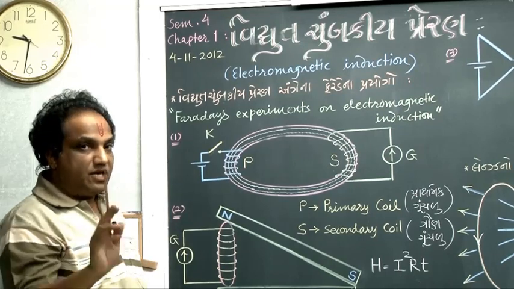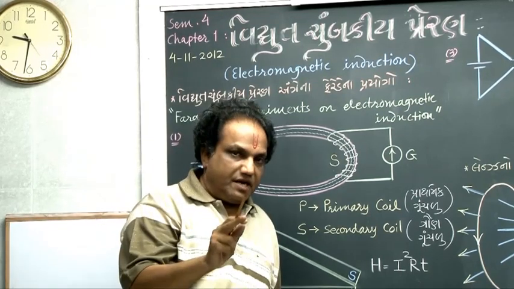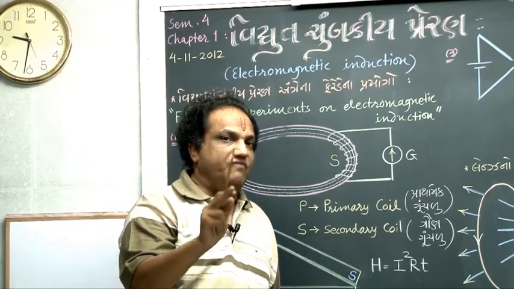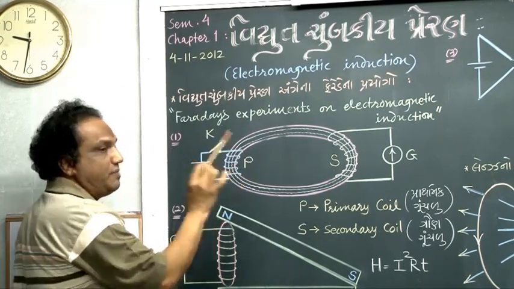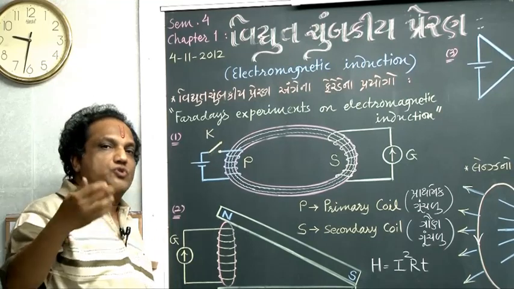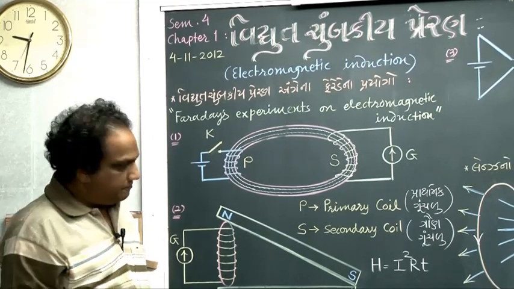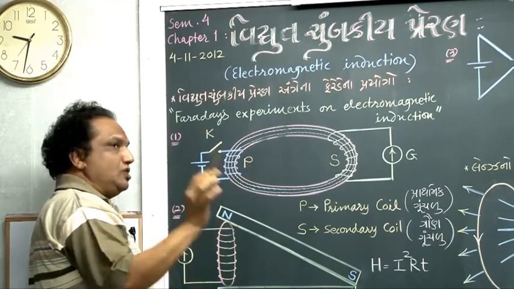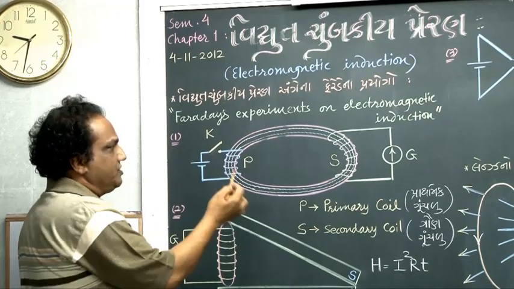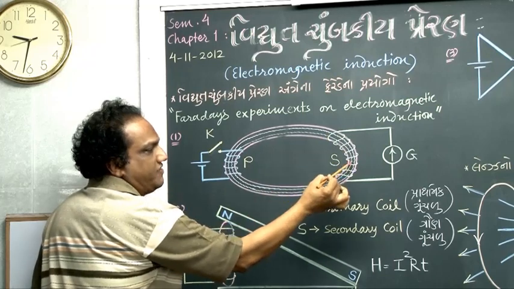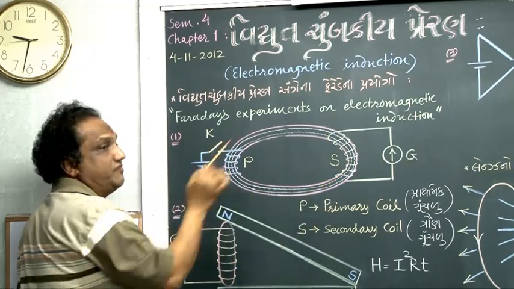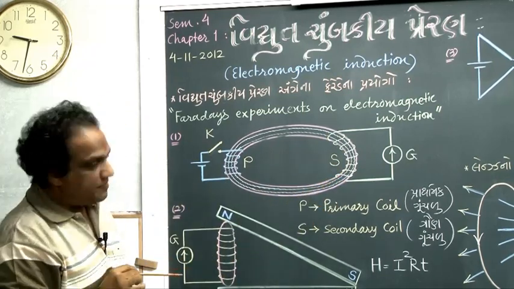You have studied in the third semester that electric current is nothing but a source of magnetic field. Because there is a flow of electric current through the primary coil, it will produce its own magnetic field. But now, you can see its magnetic field lines prefer to pass through this soft iron ring because of its very high permeability.